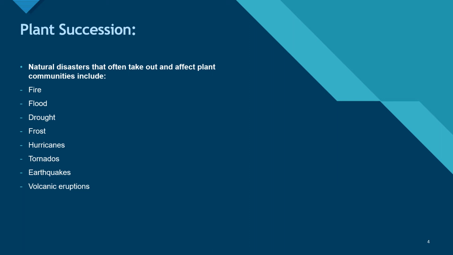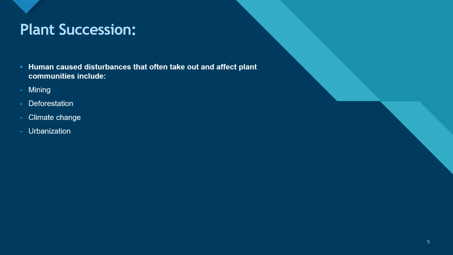So, plant succession. Natural disasters that often take out and affect plant communities include things like fire, flood, drought, frost, hurricane, tornado, earthquakes, or volcanic eruptions. Basically anything that's nature related that can take out a plant community. We also have human disturbances that can affect plant communities, like mining, deforestation, climate change, and urbanization, so knocking things down and building buildings there. That's something we, as humans, do. It's not caused by Mother Nature.